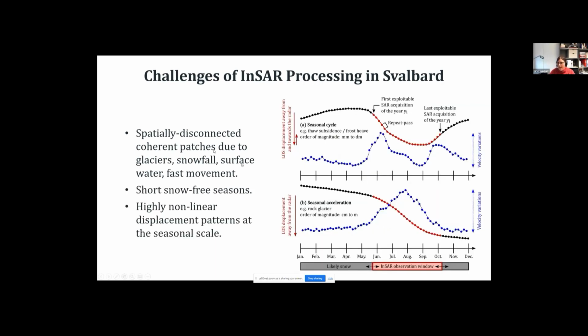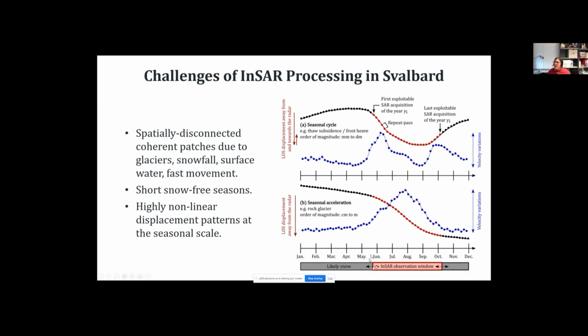In addition, we have a relatively short snow-free season in Svalbard. So if you see the red part here in these figures, this is what we consider as the InSAR observation window, considering that InSAR doesn't work on snow. Which also is a challenge for processing. This is also a challenge on the mainland, but of course in Svalbard, the season is shorter.